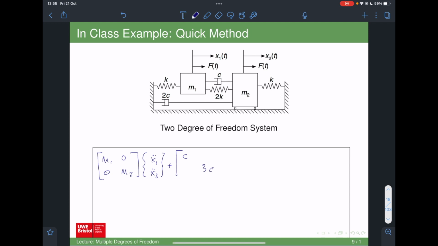Now for the off diagonals, we need to look at the dampers between the masses. So we ignore this one, because that's between the mass and ground. But this one is between mass 1 and mass 2. And so off the diagonal, we've got minus C here and minus C here. And that then multiplies x1 dot, x2 dot.